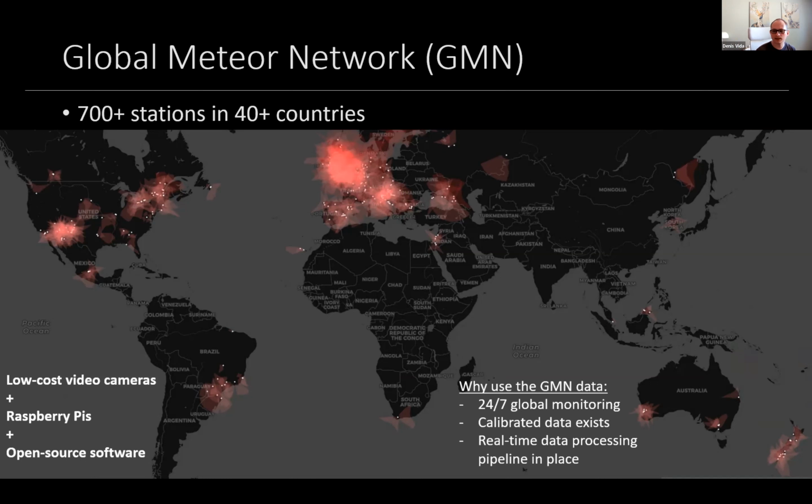What's great about the data is that we already have 24/7 global monitoring. Calibrated data exists. We already produce orbital data, and we have a real-time data processing pipeline that's in place. And we thought, well, why not just add flux to it and see what we get?